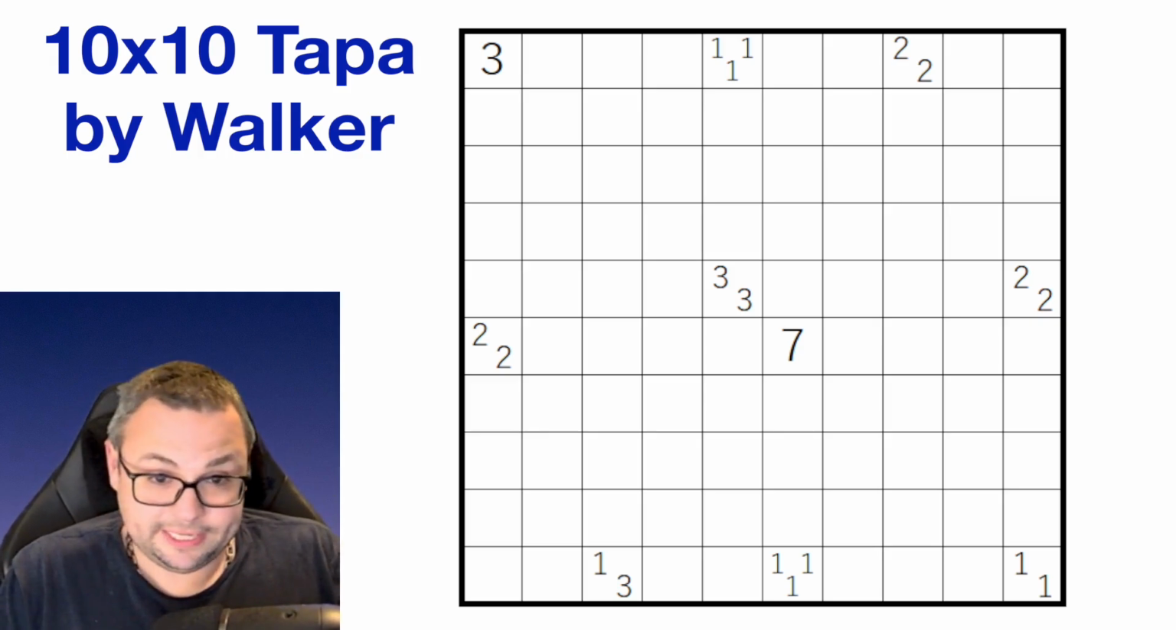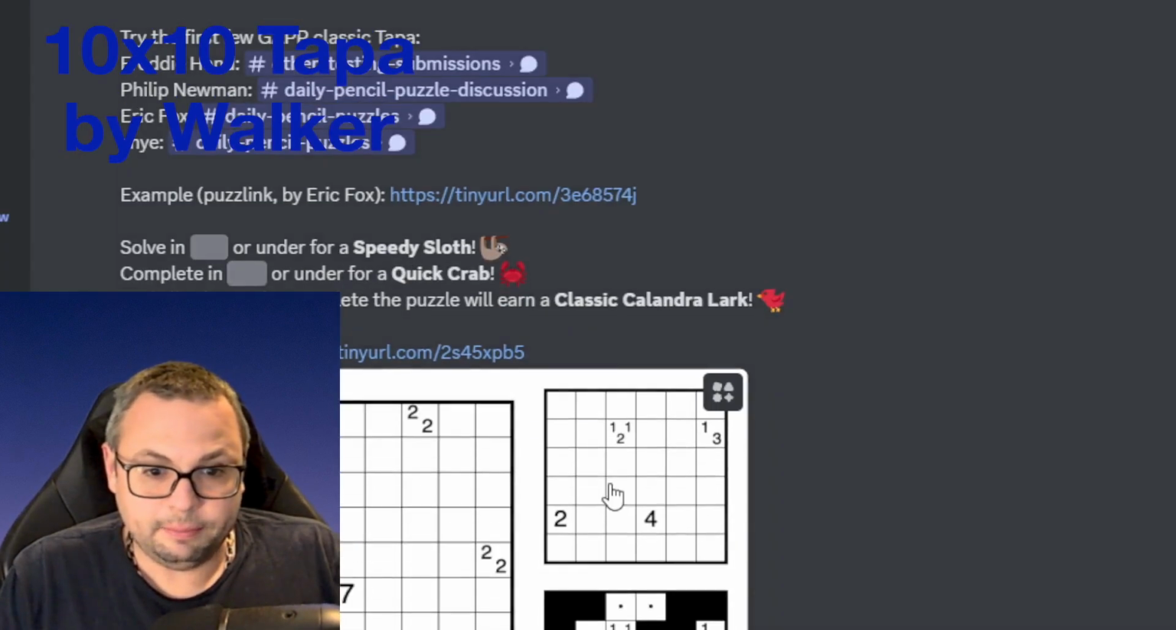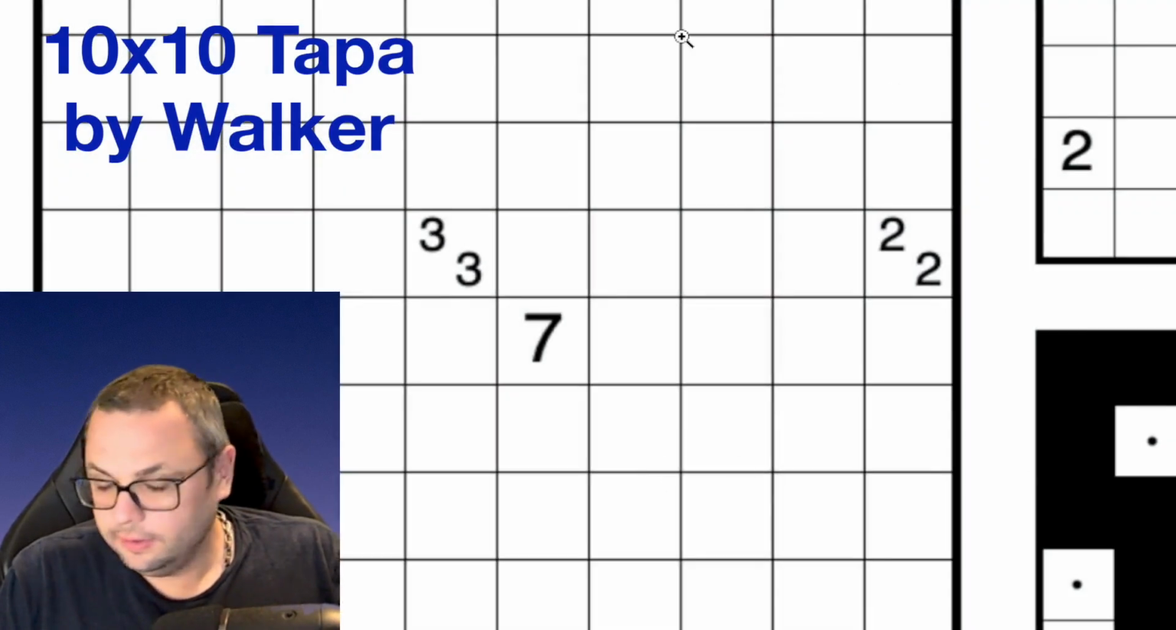Okay, so today we have a Tapa. In Tapa, we need to shade some cells, and I can pull up an example grid image here.